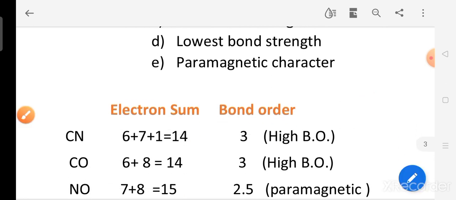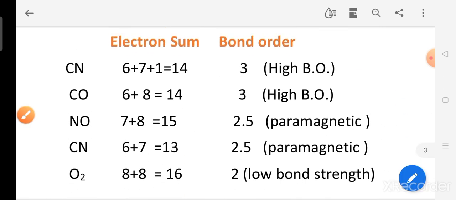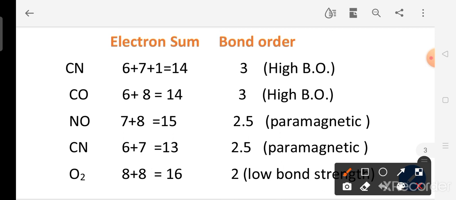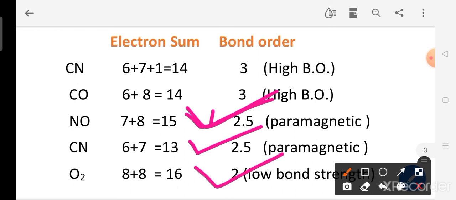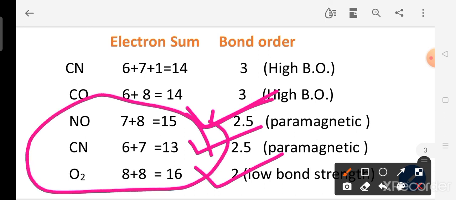Then we have to see the paramagnetic character. A molecule having an odd electron sum is known as a paramagnetic molecule. So here is an odd electron sum, and in the CN molecule there is also an odd electron sum. But there is also one exception. Molecules having 16 electrons and 10 electrons are paramagnetic in nature. So this molecule has paramagnetic nature.